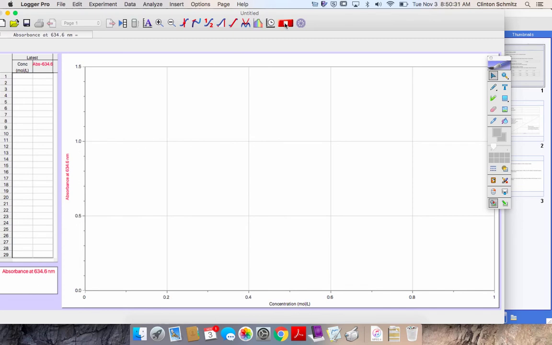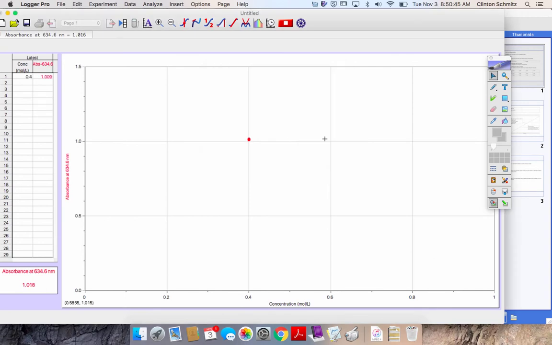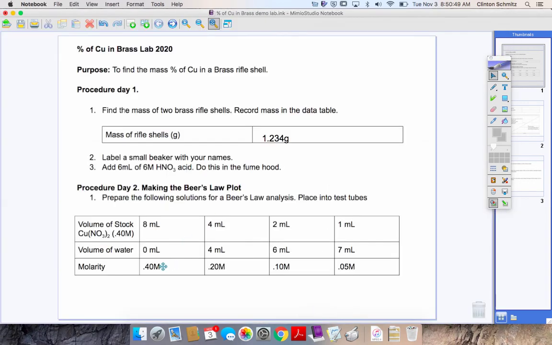I'm going to hit the play button, and I still have my 0.4 in there. Once the absorbance is up, I'm going to hit the keep button. I'm going to type in the concentration of 0.4 and hit OK. I'm getting these concentrations from this right here. The stock solution is 0.4.